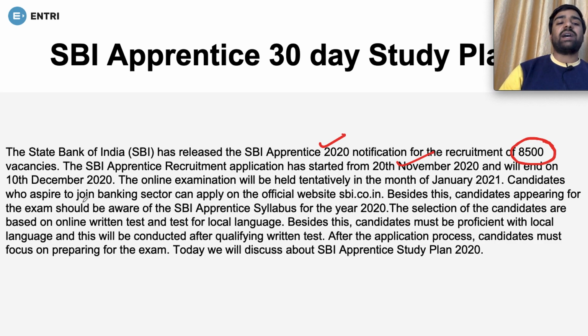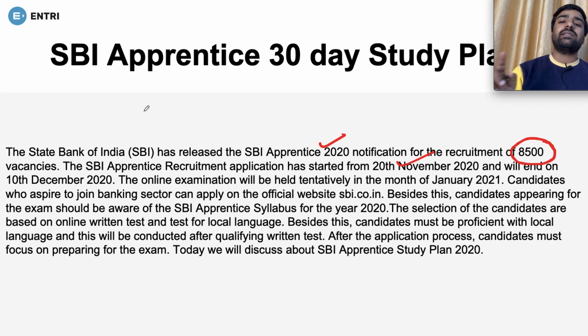Candidates who are aspiring to join the banking sector have already applied, and those who have not applied, for next year you must be aware that this is an apprenticeship where training is done for 3 years and a stipend is also given. So candidates appearing for this SBI Apprentice must be aware of the syllabus.